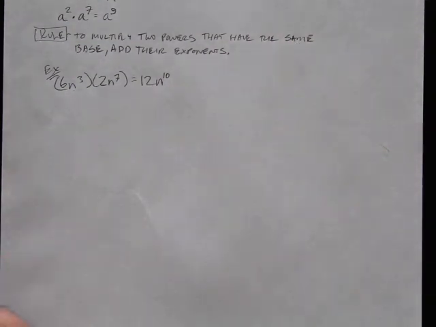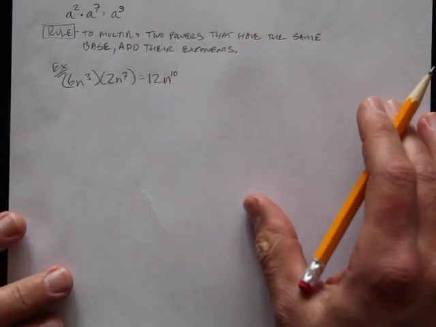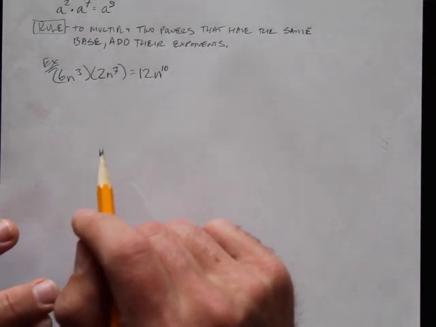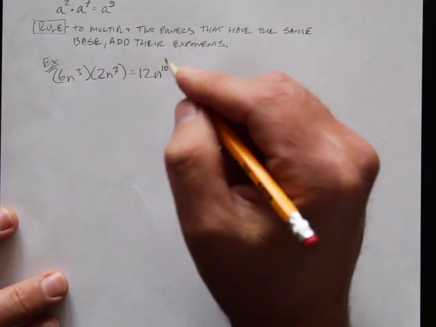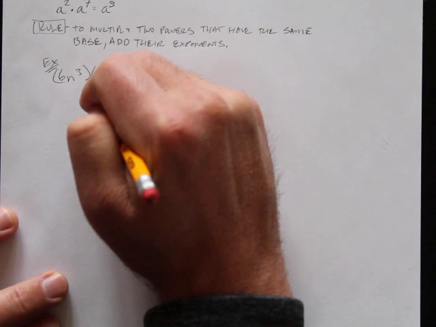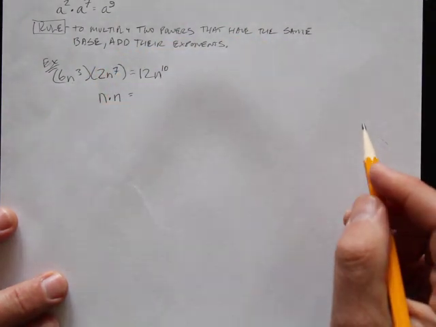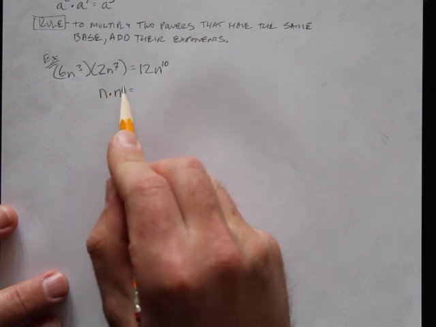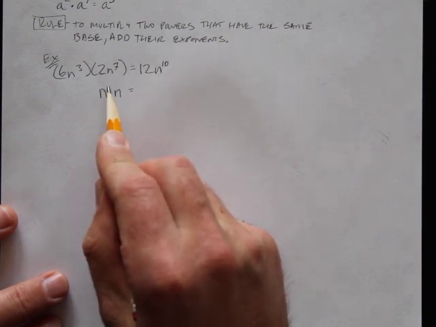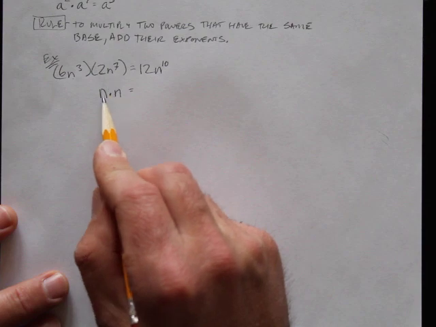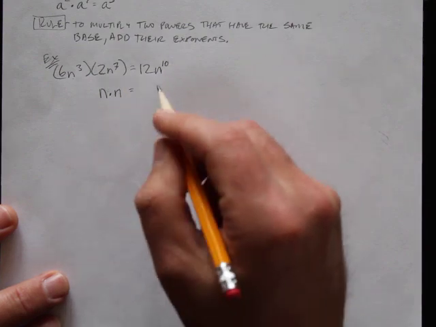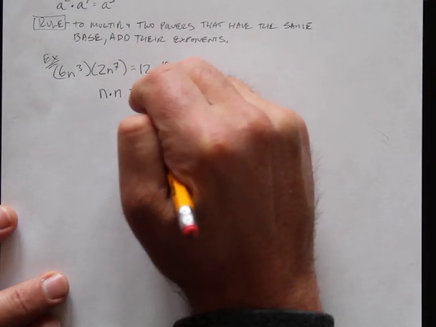Let's look at another one. Oh, here's an interesting one here. What if I have n times n? If I don't have an exponent here, I know that that exponent is 1. So I have n to the 1 power times n to the 1 power. That gives me n squared.